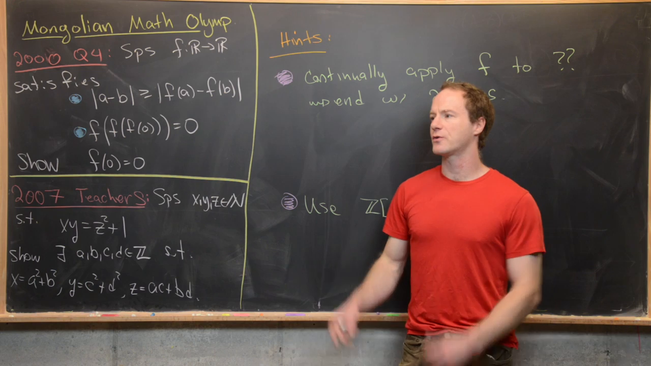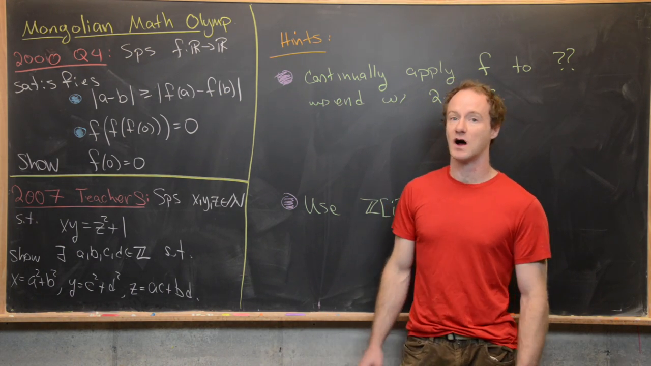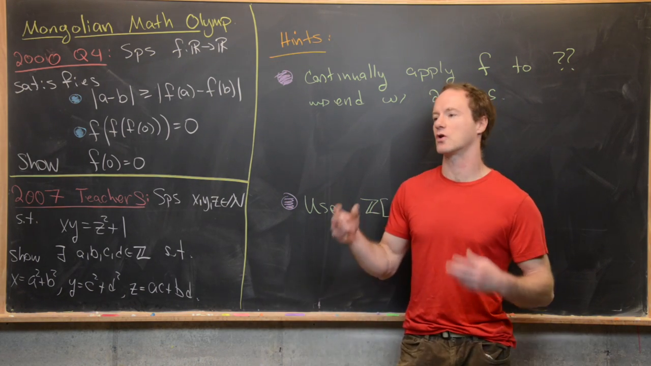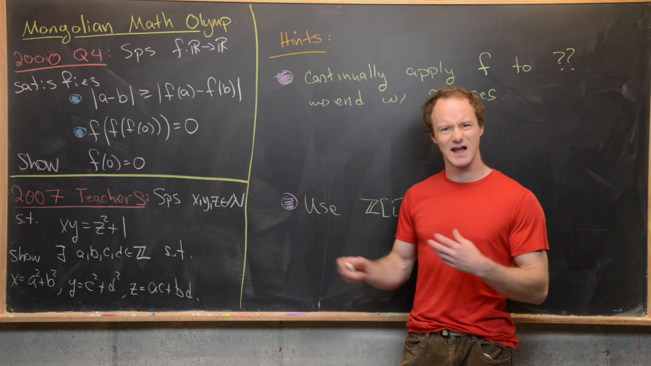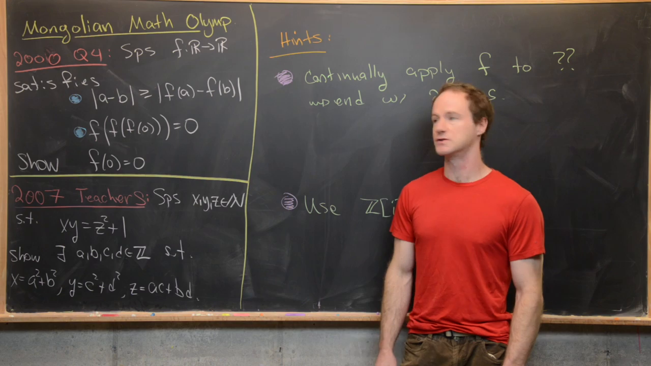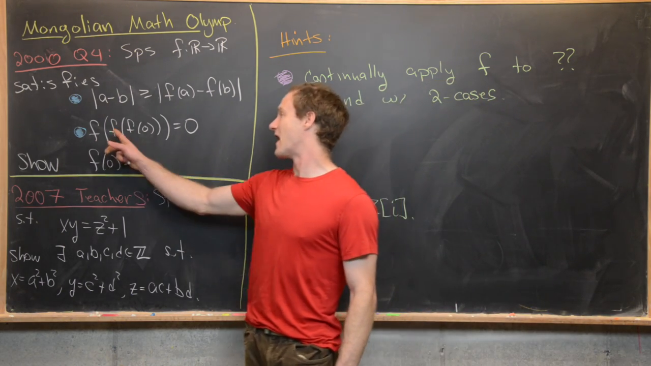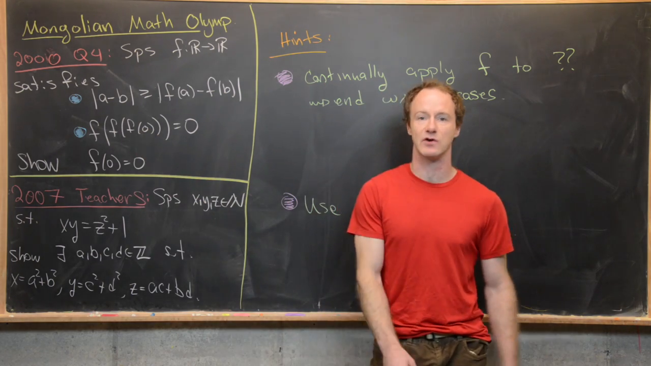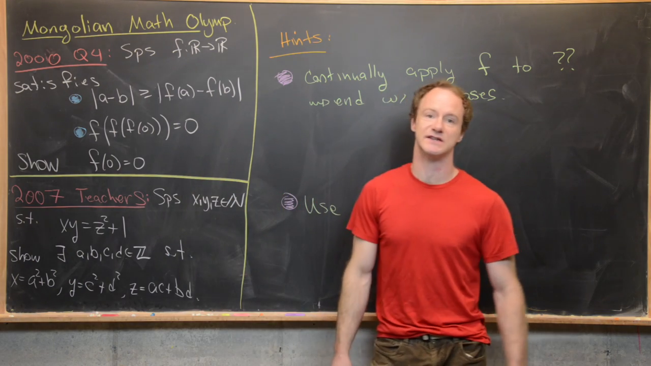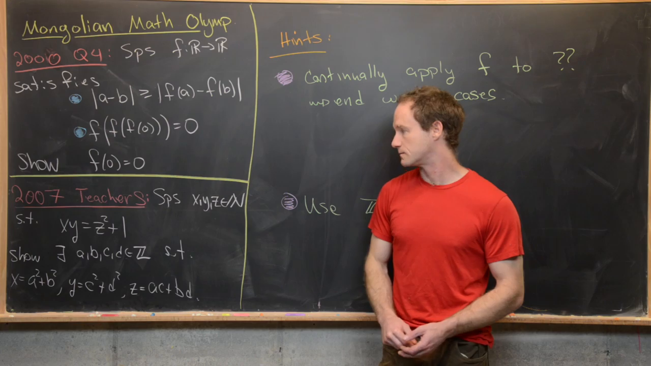So if you're familiar with real analysis, this is some sort of Lipschitz condition, and this implies continuity, but we're not going to use anything about continuity of this function or anything like that, because I think it's kind of beyond the scope of the simplest possible solution. The second thing we know about the function is that if we apply f 3 times to 0, so in other words, we have f of f of f of 0, we get 0. And then our goal is to show that f of 0 equals 0.